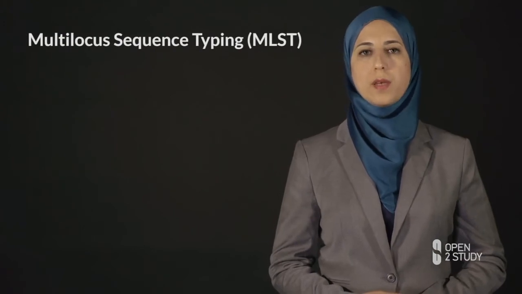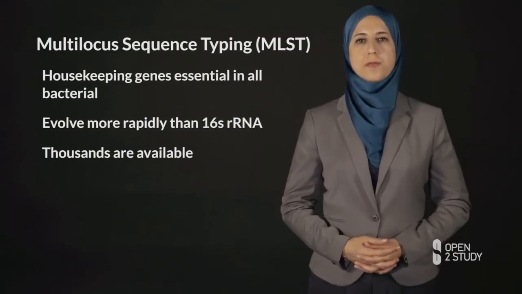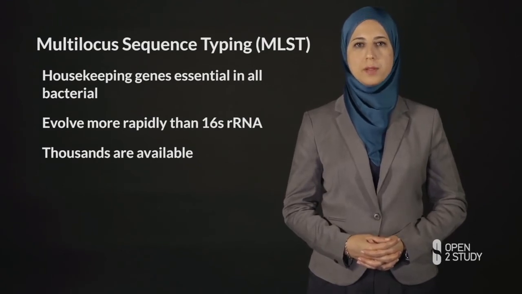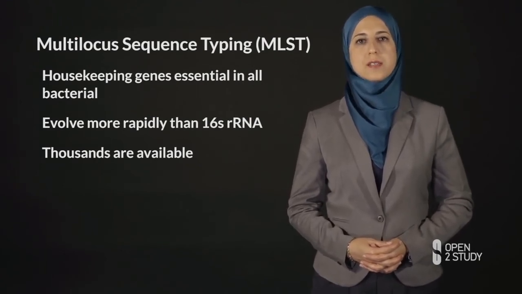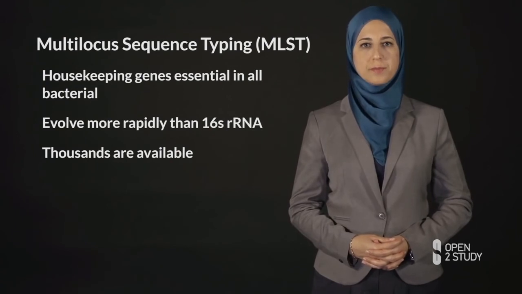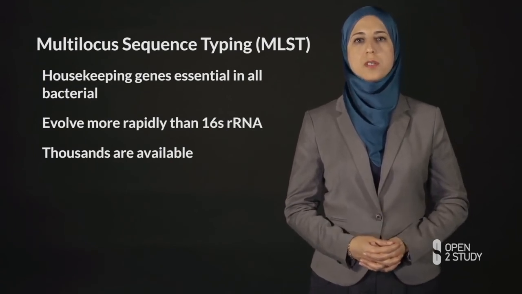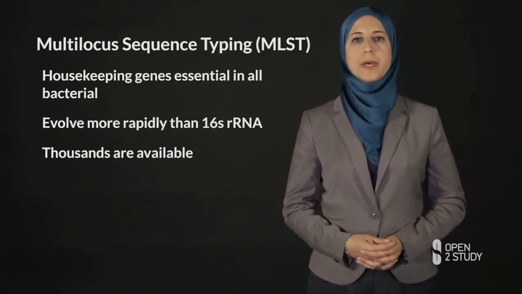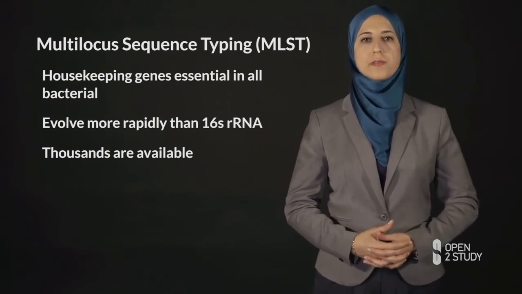Another analysis for bacterial identification is the multi-locus sequence typing, MLST. In this analysis, certain regions in the bacterial genome are studied, specifically housekeeping genes. Thousands of these housekeeping genes are available. However, only less than 10 are of forensic interest. A database for these genes is not available, which makes it harder to use for identification.